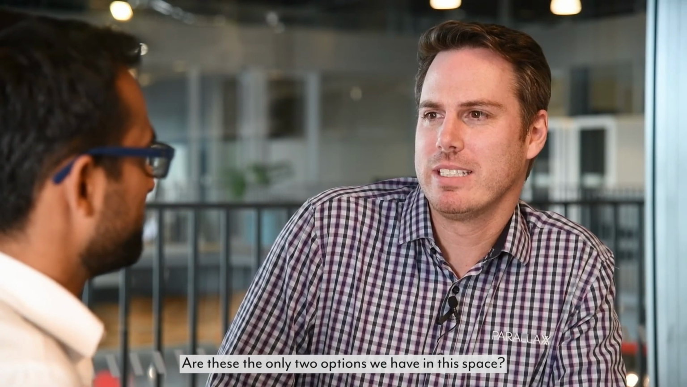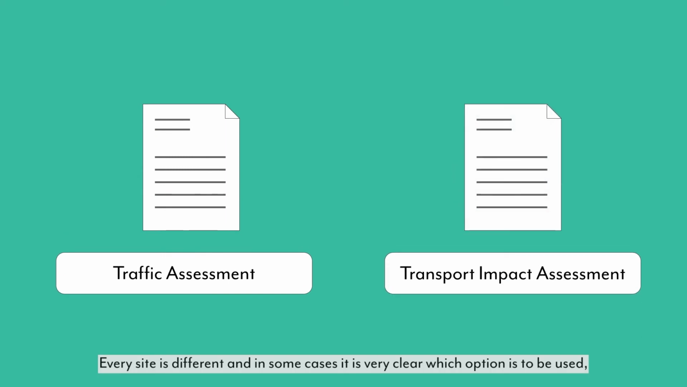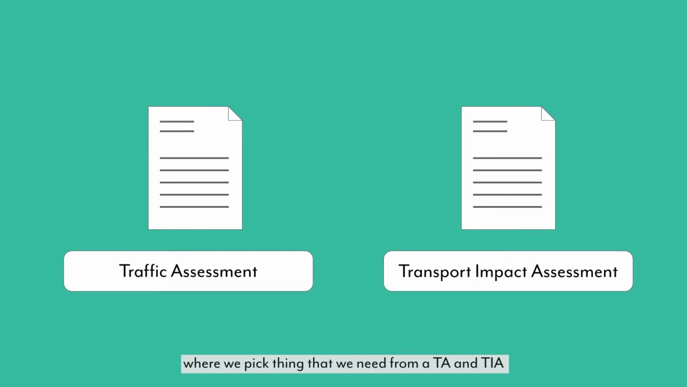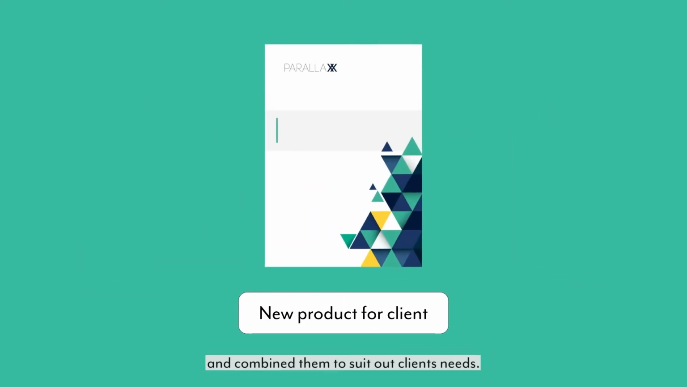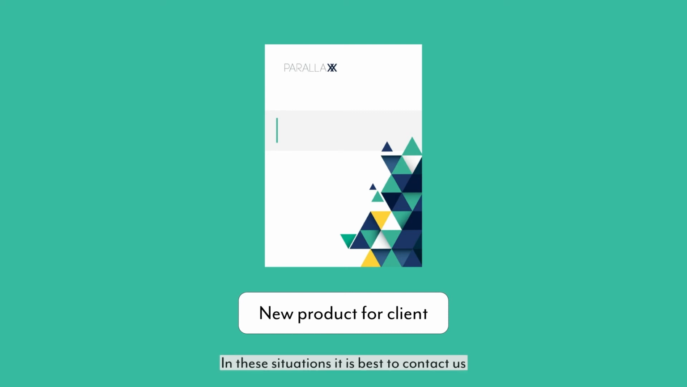Are these the only 2 options we have in this space? Every site is different, and in some cases it is very clear which option is to be used. However, other times call for a new hybrid solution where we pick things that we need from a TA and a TIA and combine them to suit our clients' needs. At times, clients have very specific requirements, and we will create a specific product for them to satisfy their needs. In these situations, it is best to contact us and we can walk through the different options available.